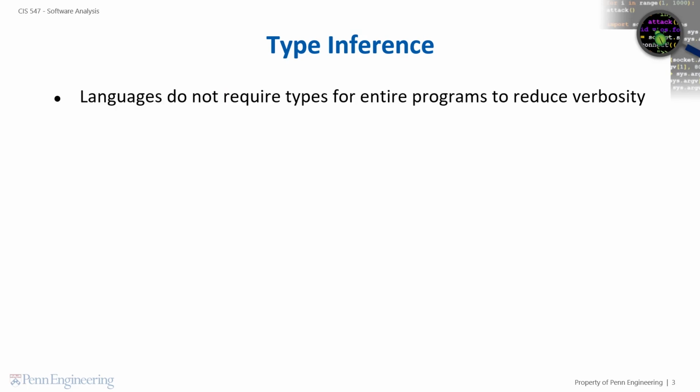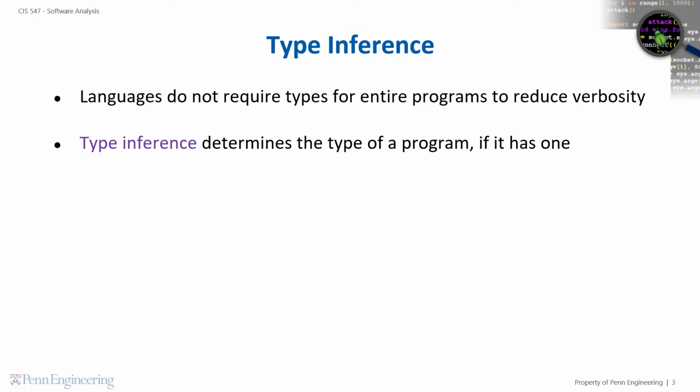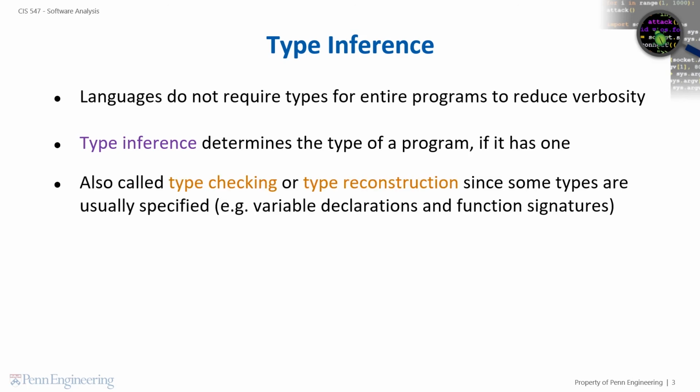Another important property of type systems is that they do not require types for entire programs, and for good reason. The goal is to alleviate the annotation burden on the programmer by reducing verbosity. The problem of determining the type of the entire program, if it has one, is called type inference. Since some types are usually specified in elements such as variable declarations and function signatures, type inference is also called type checking or type reconstruction.